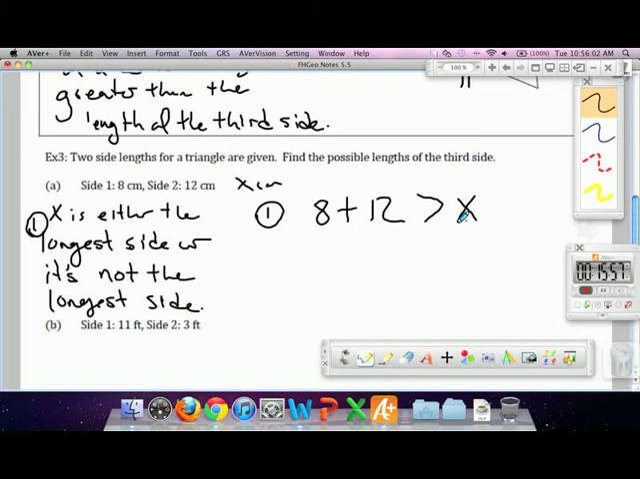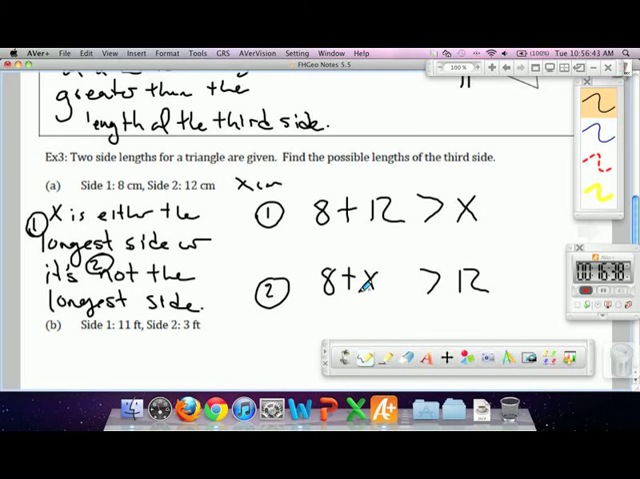Or, how about if it's not the longest side? If x isn't the longest side, then what is the longest side? 12. Can 8 be the longest side? No, it doesn't make sense. 12 is bigger than 8. So if x is not the biggest, then 12 has got to be the biggest side. Therefore, I should be able to add together my two not-longest sides, 8 and x, and this inequality better be true. If I add together my two shorter sides, it's got to be bigger than the longest side.